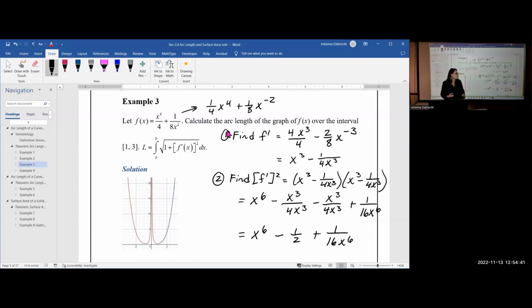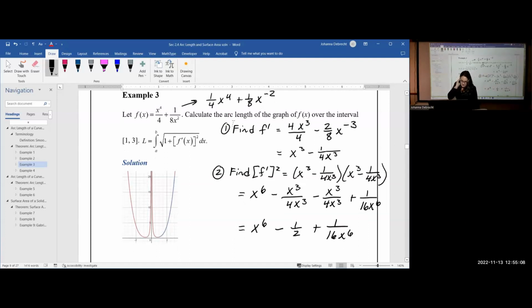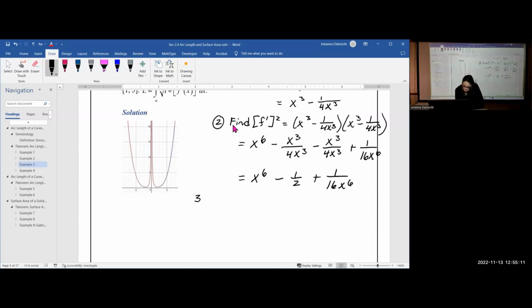Well, it makes a huge difference, because whatever we get after we add 1, we're going to have to put under a radical. And in order to be able to integrate it, it'd be nice to be able to get rid of the radical. So I want something that's squared to go under there. And it turns out that because this is a minus 1/2, and step 3 is to add 1 to it, when you add 1 to a negative 1/2, it becomes a plus 1/2. So let's write that down as our next step. So step 3, add 1. So this is going to give us x to the 6th plus 1/2 plus 1 over 16x to the 6th.